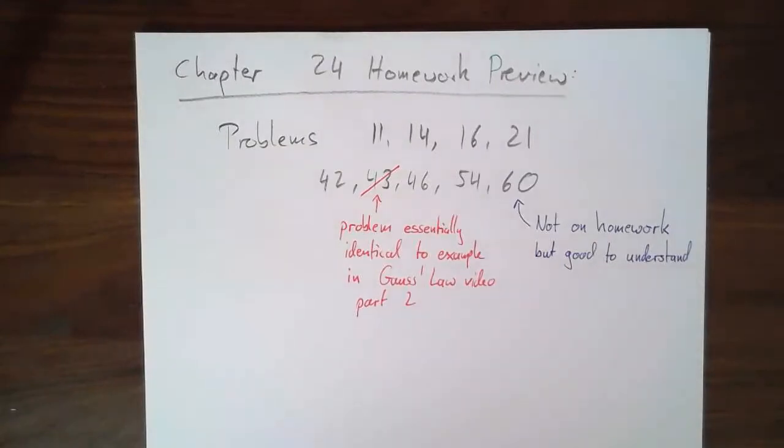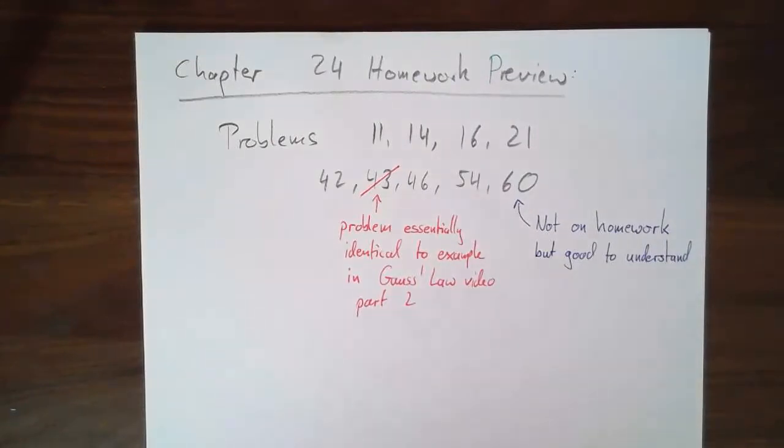This is the chapter 24 homework preview, and the problems I'm going to look at are 11, 14, 16, 21. Those concern flux for the most part, and then 42, 46, 54, and 60. I initially had 43 on the list, but that is a problem that's essentially identical to the situation I discussed in my video on Gauss's Law part 2.